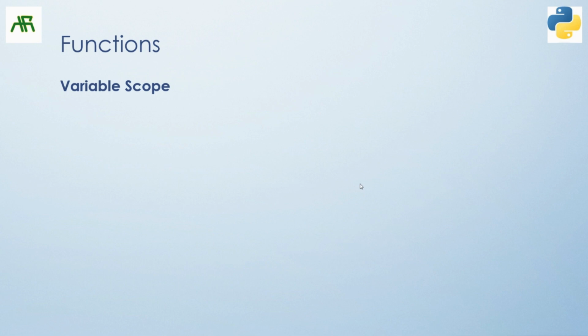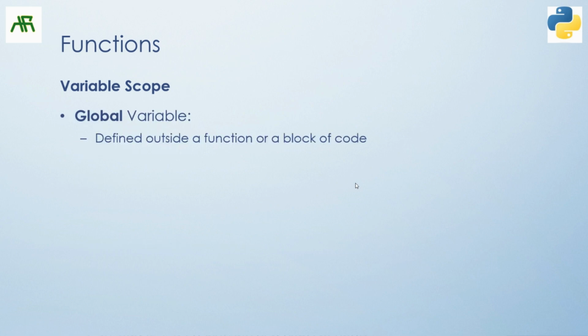Next is variable scope. What is exactly a variable's scope? Variable scope is nothing but the part of the program where the variable can be utilized or referenced. In other words, the life of a particular variable. We have two different types of variables. One is global variable and the other is local variable.